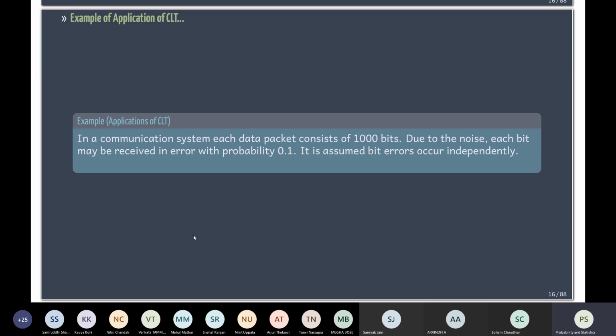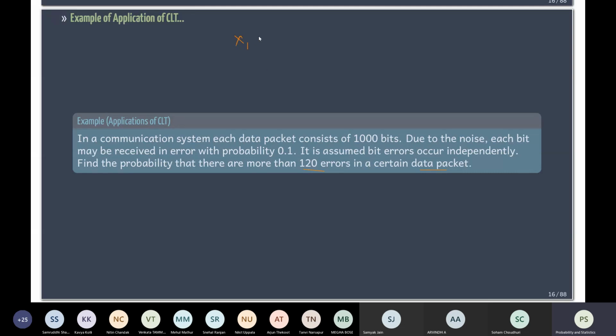For instance, in a communication system, each data packet consists of 1000 bits. Due to noise, each bit may be received in error with probability 0.1. It is assumed bit errors occur independently. Find the probability that there are more than 120 errors in a certain data packet. Again, the problem is the same, because the random variable Y will again be the sum of X1 to Xn, and so the way we will model this is with each bit.